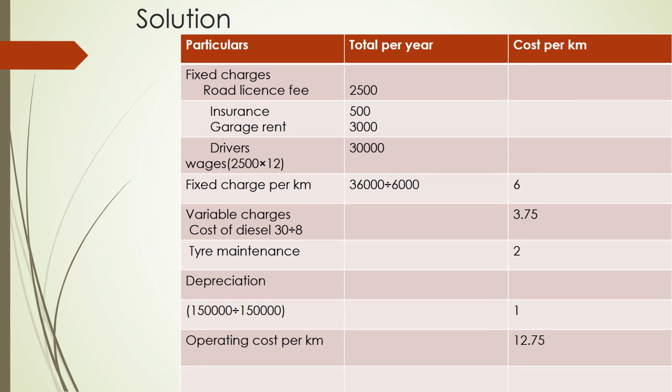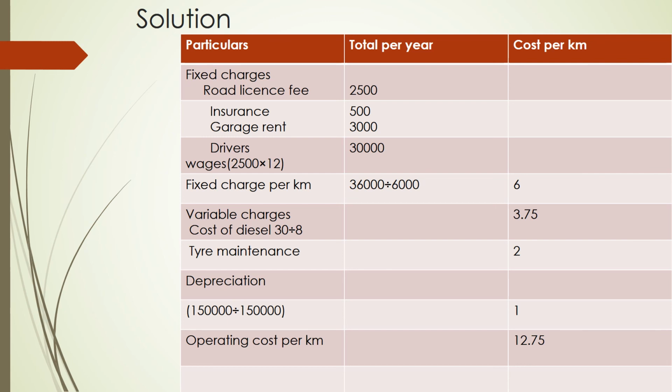Here is a statement, just like a cost sheet. Here we can see particulars, total per year and cost per kilometer. Fixed charges include road license fee 2,500, insurance 500, garage rent 3,000, and driver's wages per month 2,500. To get it for the year, we multiply 2,500 with 12, which equals 30,000. So total fixed charges for the year are 36,000 and total mileage for the year is 6,000. Cost per kilometer is 36,000 divided by 6,000, which equals 6.